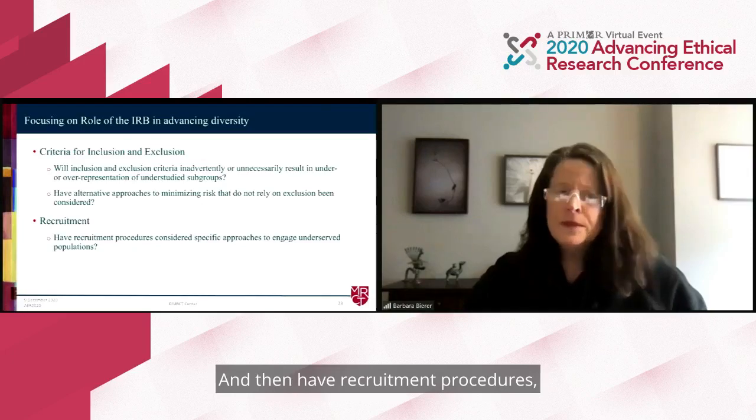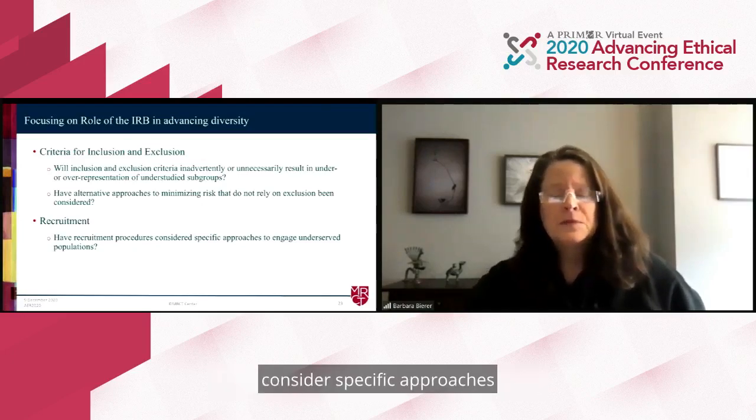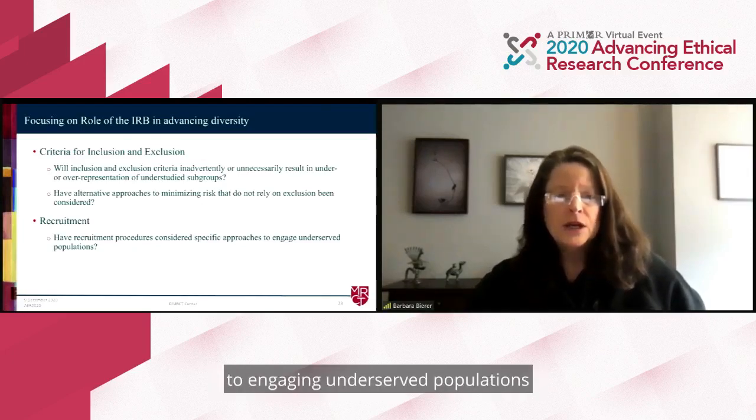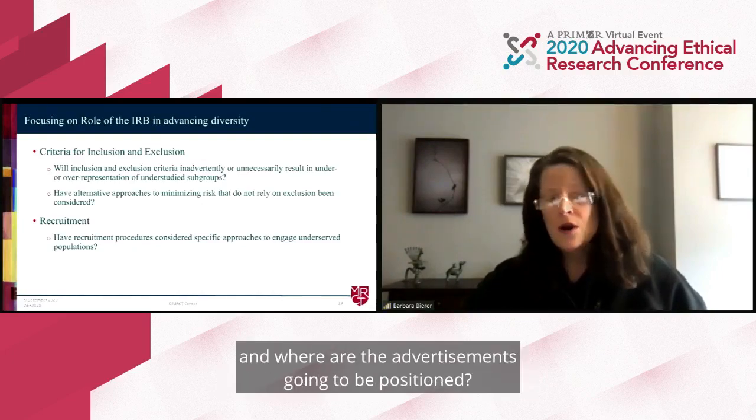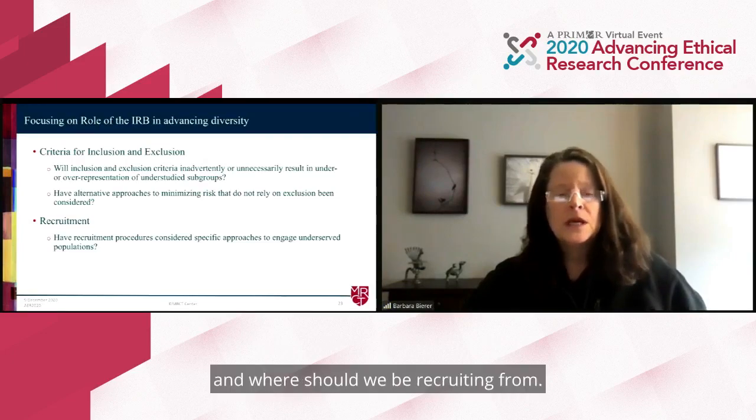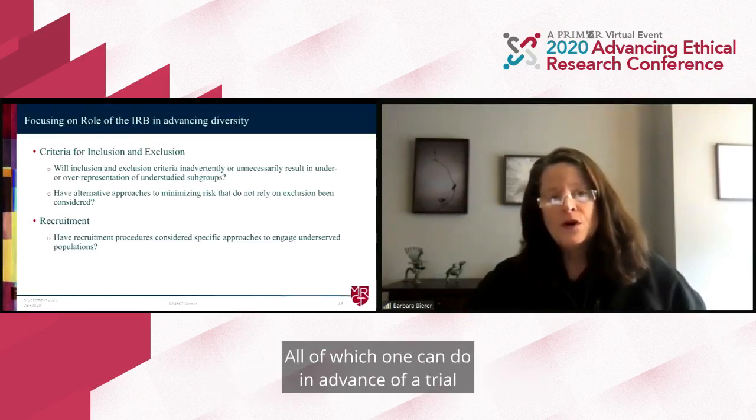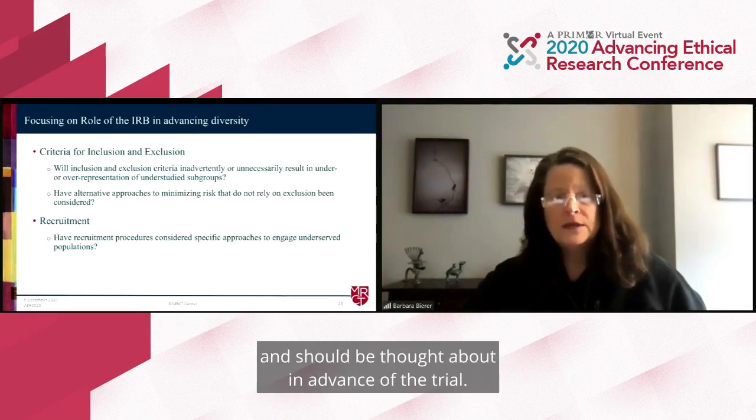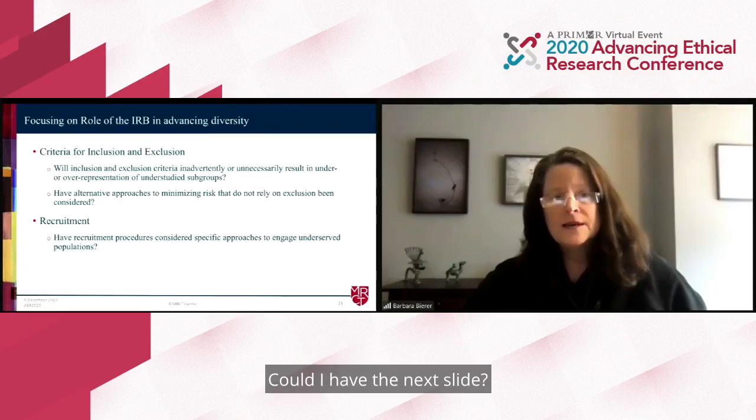And then have recruitment procedures considered specific approaches to engaging underserved populations? And where are the advertisements going to be positioned? What do we know about how the community is engaged in those populations? And where should we be recruiting from? All of which one can do in advance of a trial and should be thought about in advance of a trial. Could I have the next slide?